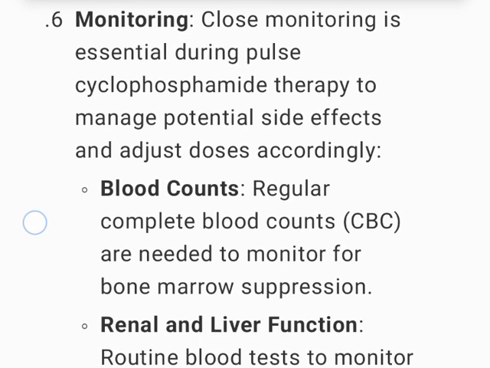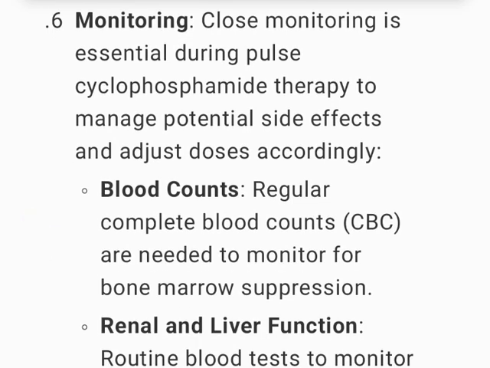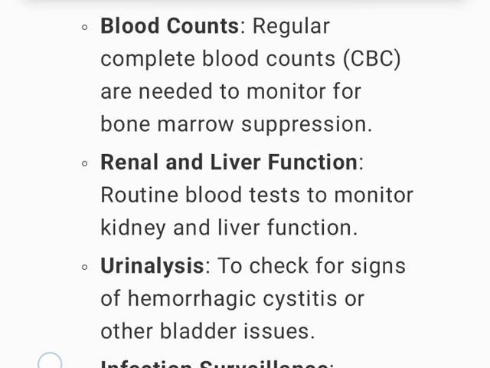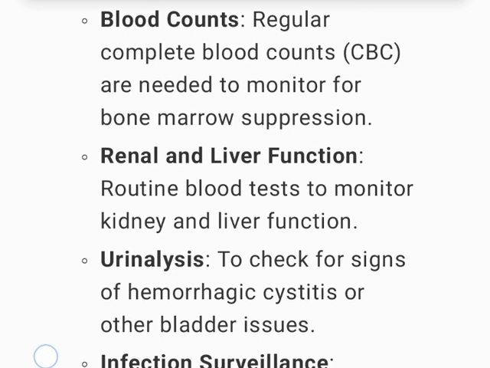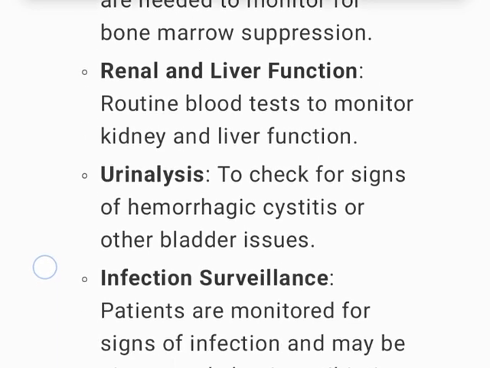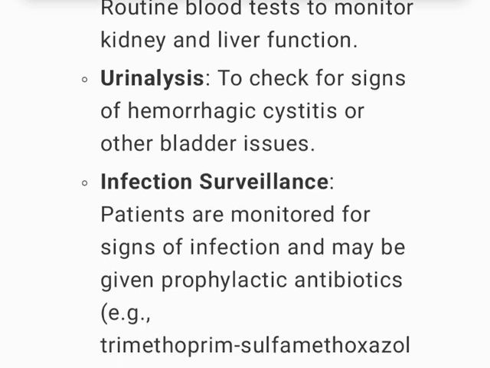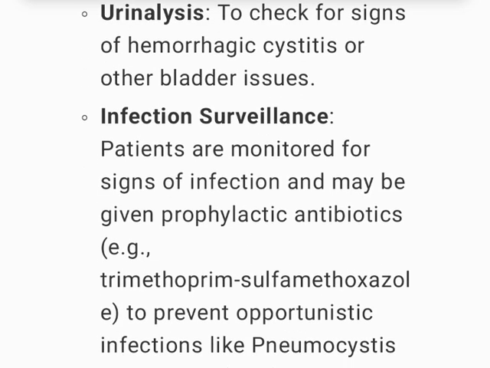6. Monitoring. Close monitoring is essential during pulse cyclophosphamide therapy to manage potential side effects and adjust doses accordingly. Blood counts. Regular complete blood counts, CBC, are needed to monitor for bone marrow suppression. Renal and liver function. Routine blood tests to monitor kidney and liver function. Urinalysis. To check for signs of hemorrhagic cystitis or other bladder issues.